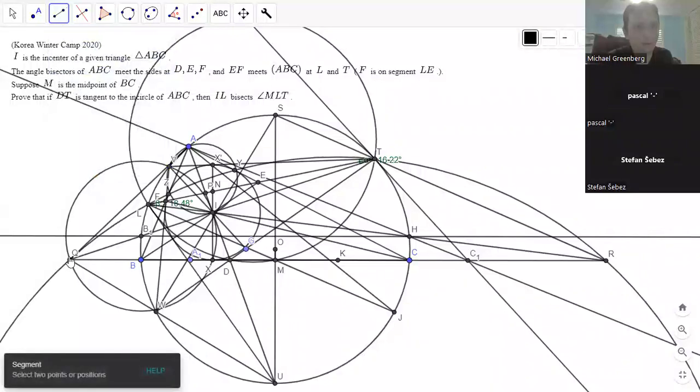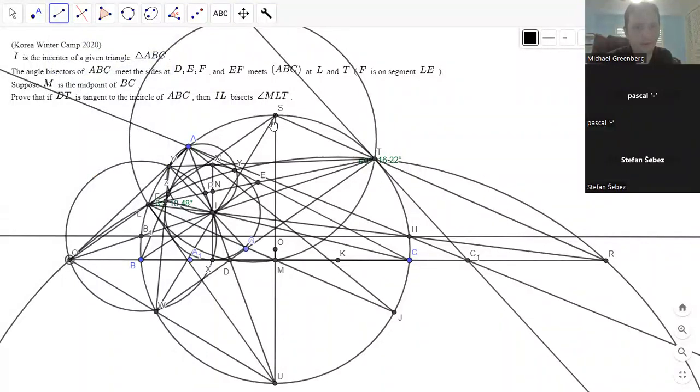It doesn't seem like it should be that hard to prove that Q, L, and S are collinear. I just can't figure it out.